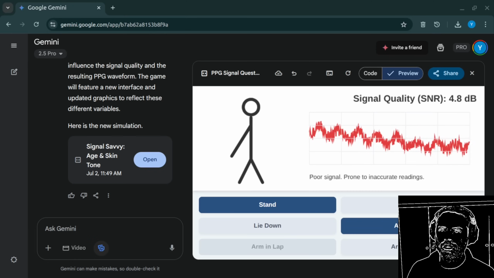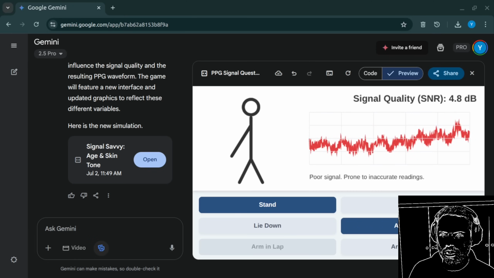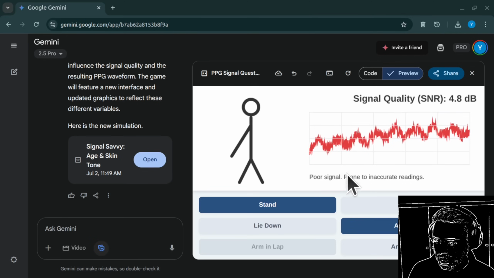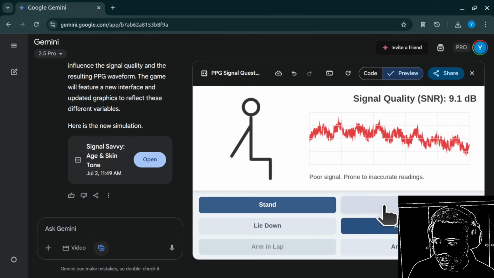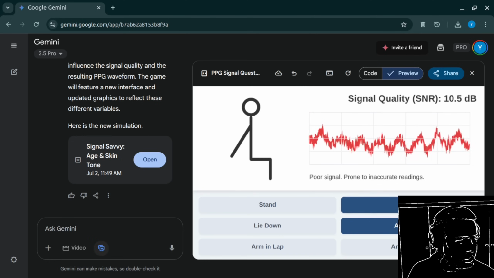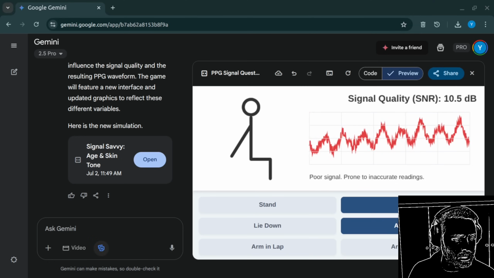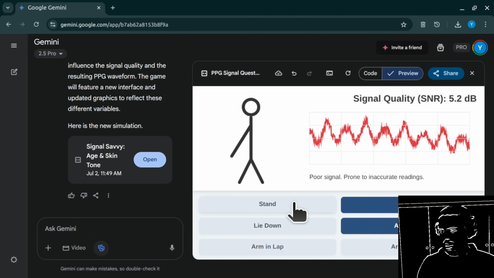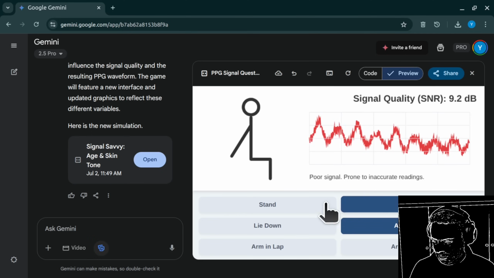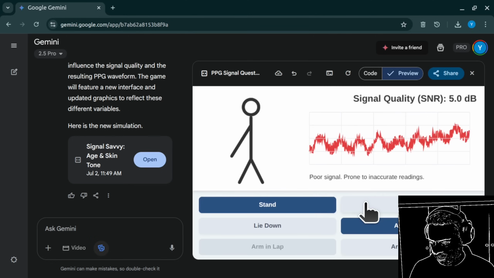Let's bring a prompt engineer, unless there's a human who has a question. Can you describe what's on the screen, what's on the canvas of the simulation real quick? It looks like a simulation showing the signal quality of a PPG signal waveform. There's a stick figure person on the left and a graph on the right displaying the signal, which is currently described as poor. Below that, there are buttons for different postures and arm positions.